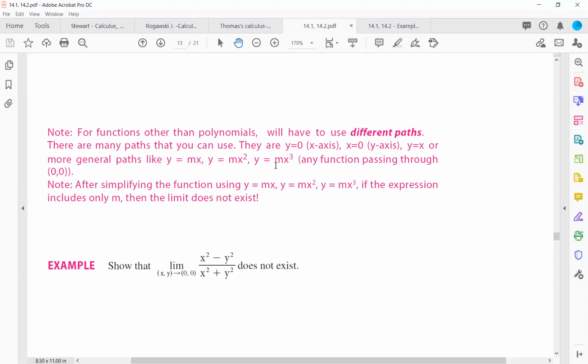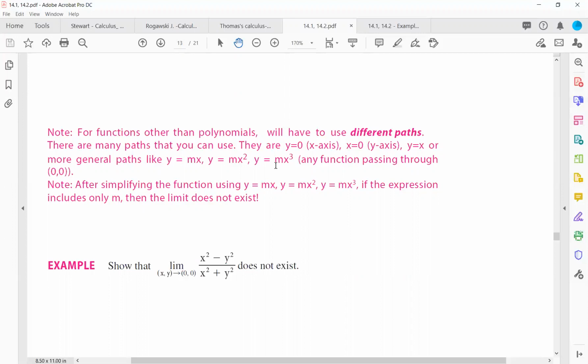Note that after simplifying the function using any general path like y equals mx, y equals mx squared, y equals mx cubed, and so on, if the final expression includes only m or any expression involving m without any x or y, then you say that the limit doesn't exist. Why is that? Because the limit depends on m, and you can plug in any random number for m.